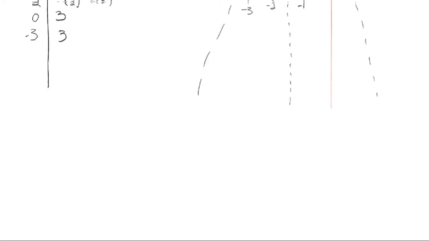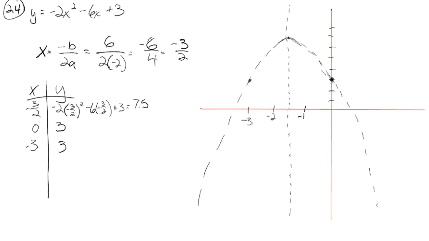Oh, I guess one thing we did not technically do according to the directions is to label these things. So label the axis of symmetry. This is the line x equals negative 3 halves. And the vertex is at x equals negative 3 halves and y is 7, negative 3 halves comma 7.